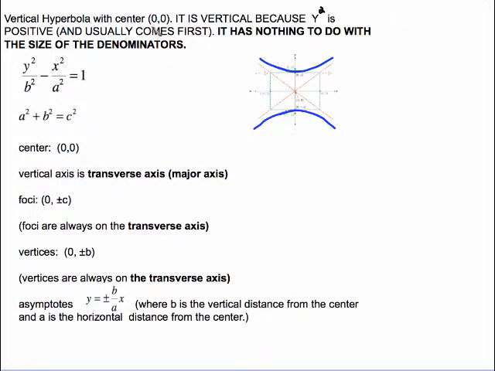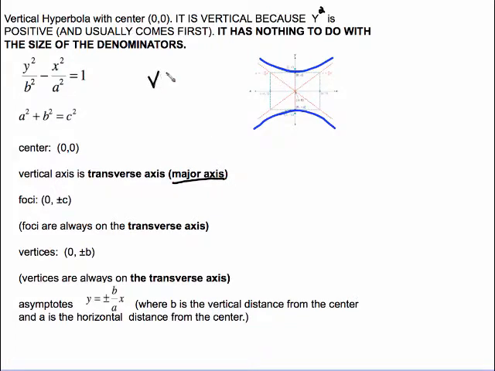Vertical hyperbola with center 0, 0. This is considered vertical because the y-squared is positive, and here we are, it's coming first also. It has nothing to do with the size of the denominators. We just went over the fact that to find c, we'll end up doing a squared plus b squared equals c squared. Of course, this still has a center of 0, 0 because we're still talking about this hyperbola being centered at the origin. The vertical axis is the transverse axis, or what we were calling major axis.